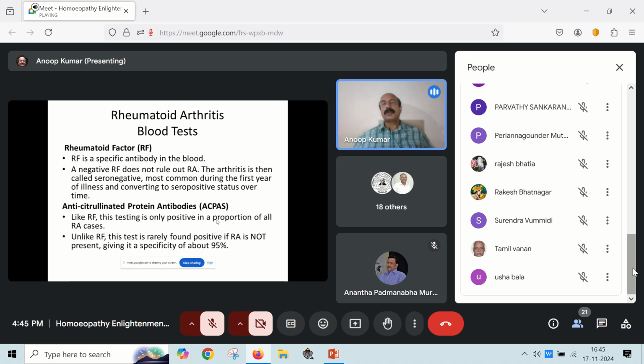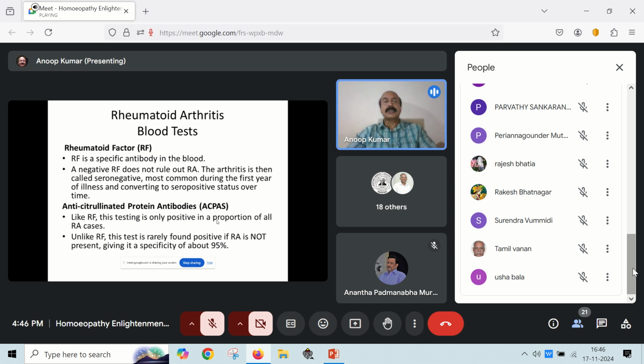Anti-citrullinated protein antibodies, so this is another thing. Like rheumatoid factor, this testing is positive only in a proportion of all rheumatoid arthritis cases, so it will be seen only in some proportion. Unlike rheumatoid factor, this test is rarely found positive if rheumatoid arthritis is not present. So this is a better test. If it is not there, that means you are not a rheumatoid arthritis patient.